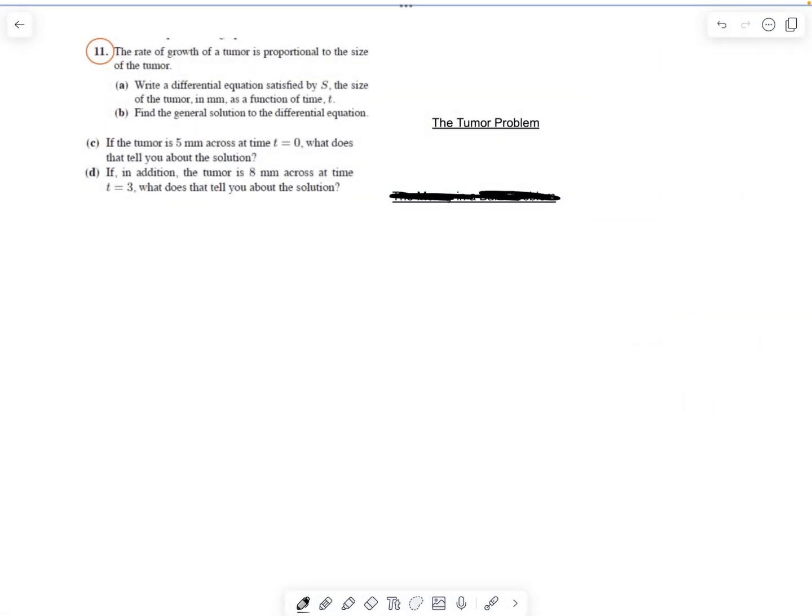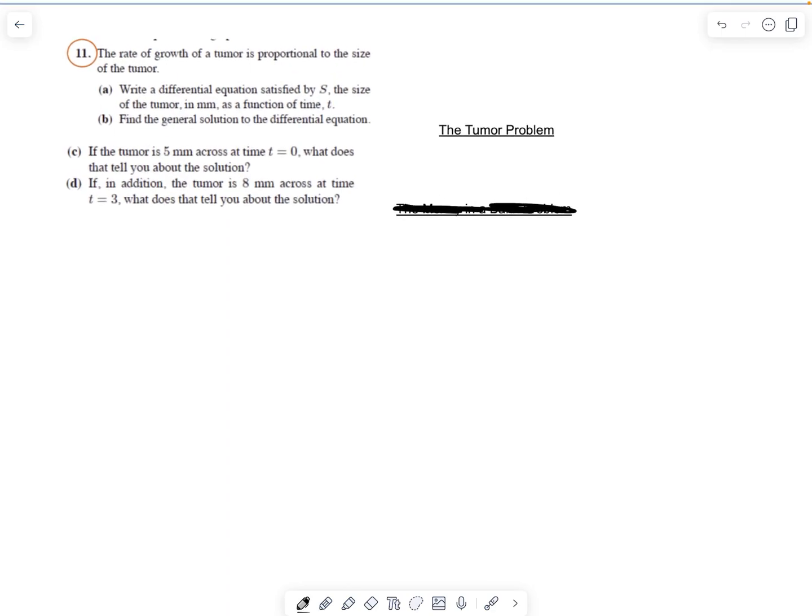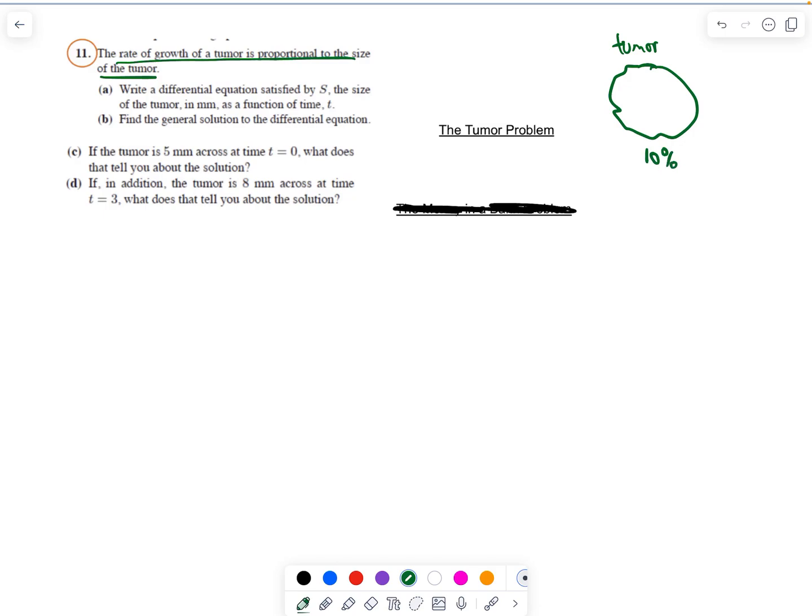It's time for the tumor problem, another application of differential equations. Here is the story of something that is related to growth, like a tumor, sadly. If you have something that grows, it usually is proportional to the size of the tumor. So for example, if that tumor here is this size and it grows, say 10% per time, I'm going to take roughly a 10% chunk and that gets added on.